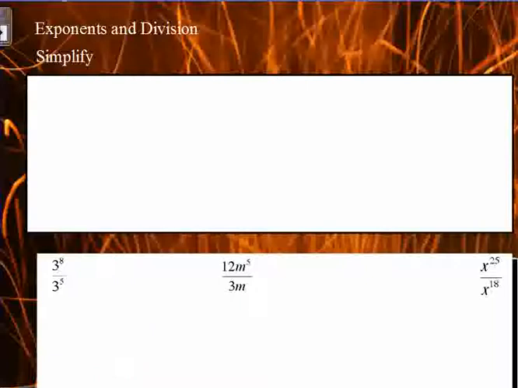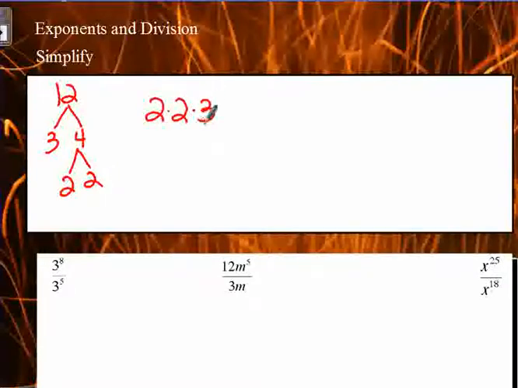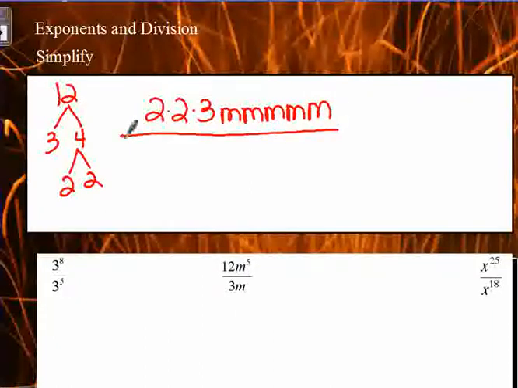The next problem has some numbers involved. Let's start by spreading everything out. Before we spread things out, we need the prime factorization of 12. So this is 2 times 2 times 3, m, m, m, m, m, all divided by 3m.